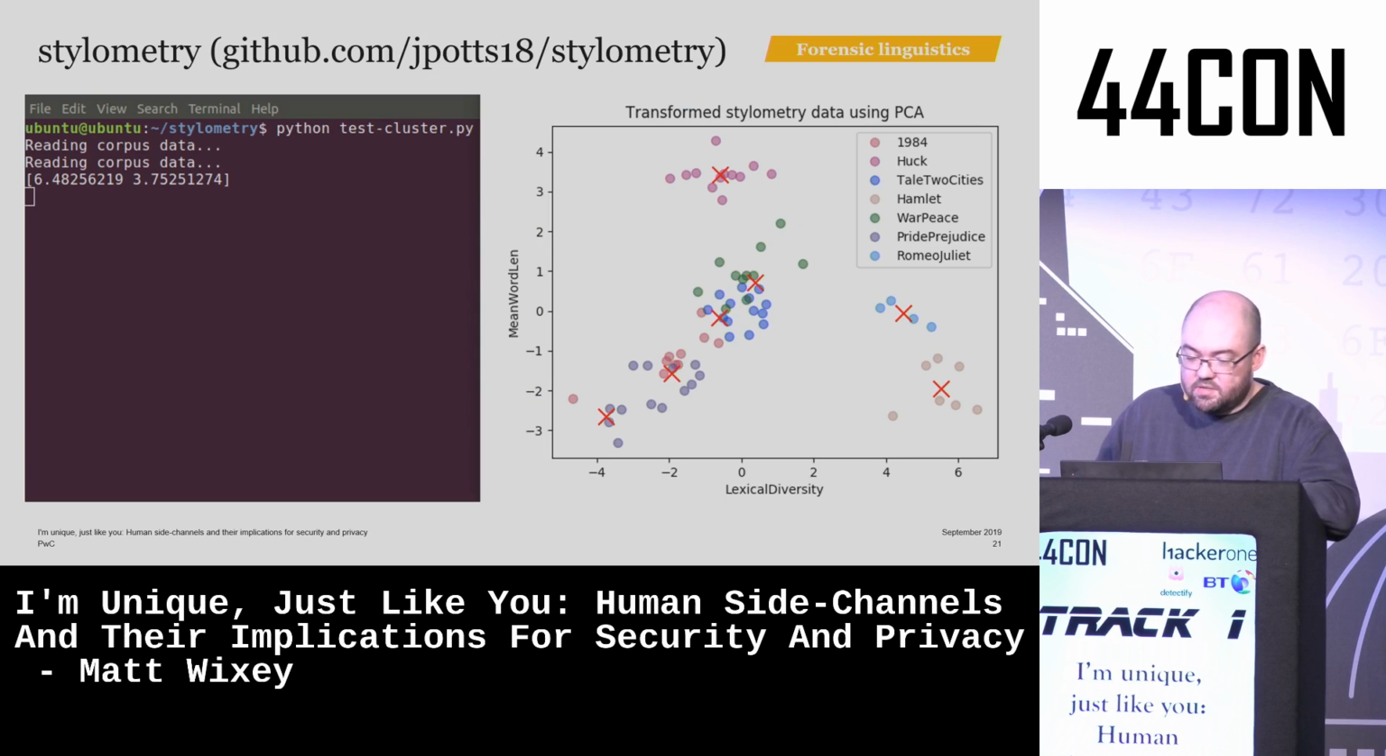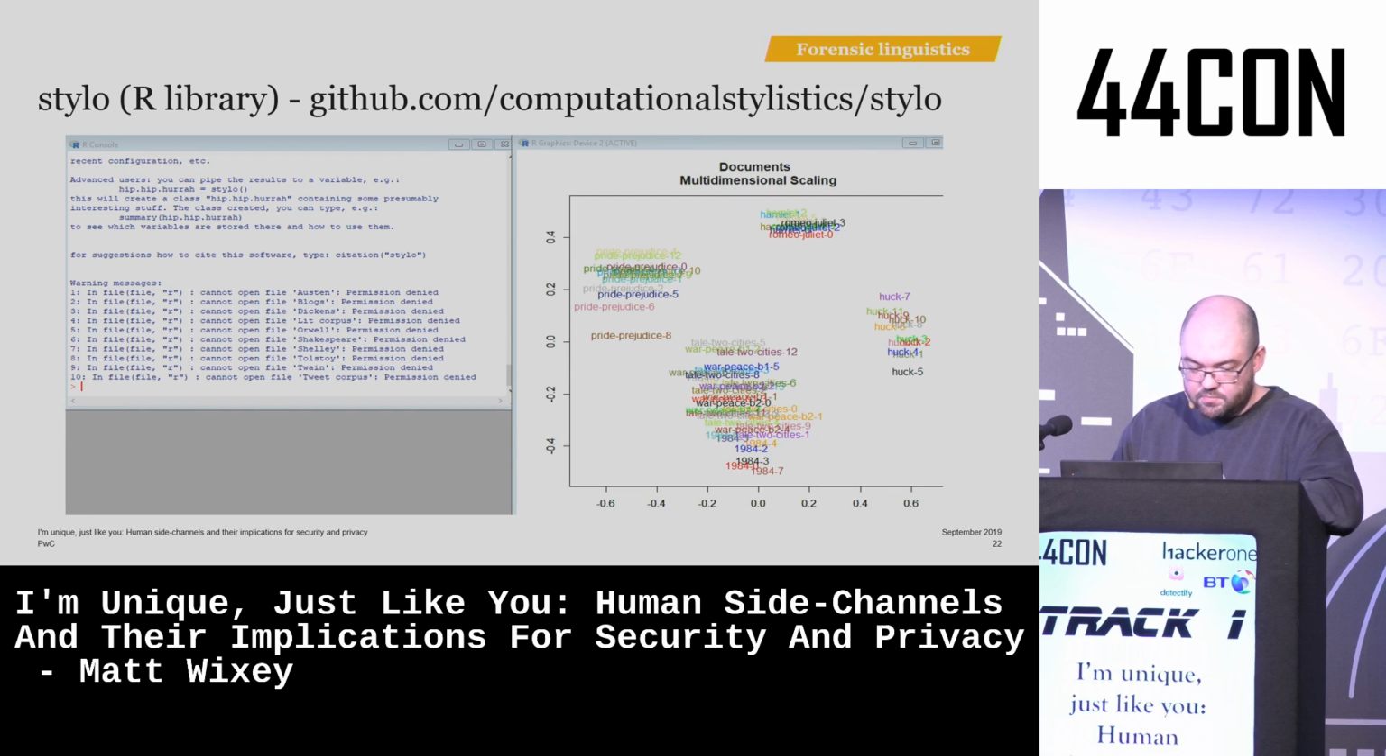Stylometry, this is a collection of Python tools. And as you can see, this gives you some graphical output. On the right-hand side, you can see various different famous novels and plays and things like that. They're grouped together according to how similar they are using one particular technique.